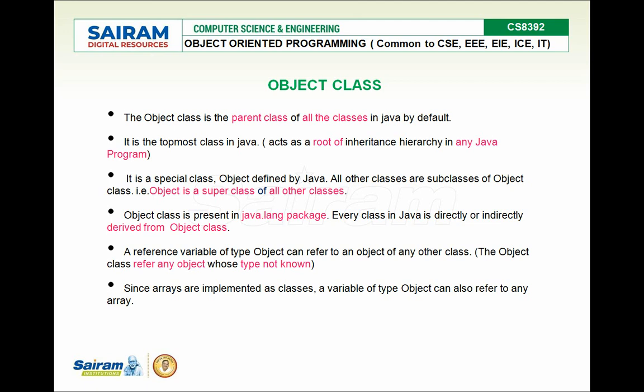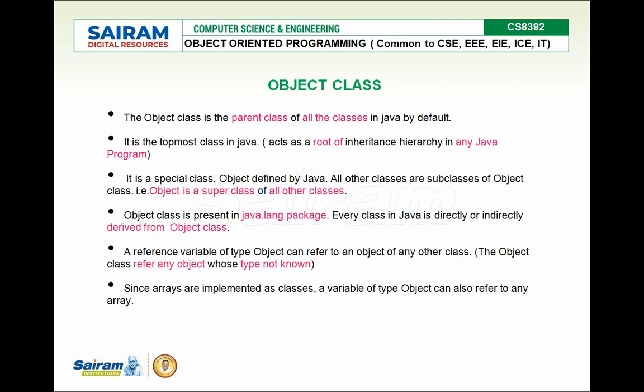And it is a special class defined by Java. Object is a class. Capital O Object is a class. For all other classes or subclasses of the Object class, which means capital O Object is a superclass of all other classes. Object class is present inside the java.lang package.